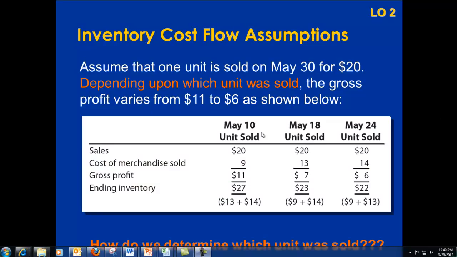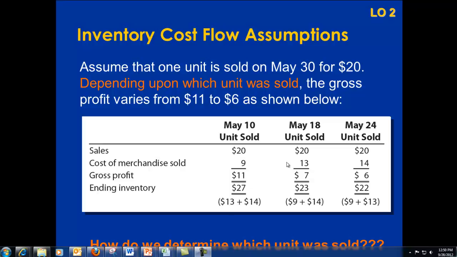So here are three different scenarios, right? Different things that we could have had. How do we determine which unit was sold? Well, we're going to charge the same price regardless, so we have three different scenarios here. Let's say we sold it for $20, and the first scenario was that we sold the first one that came in. So we're looking at gross profit of $11. We sold it for $20, it cost us $9. We're looking at $11, and the remaining two items would remain in ending inventory, right? The 13 and the 14.